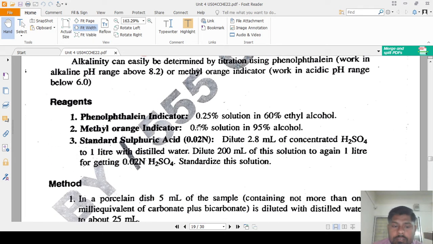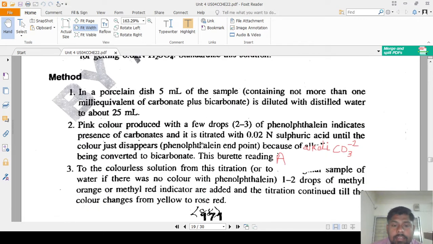Those are some reagents: phenolphthalein indicator, methyl orange indicator, and standard sulfuric acid. Here we use 0.02 normal standard sulfuric acid as a titrant, which is filled in the burette. That is the method: in a porcelain dish, 5 ml of the sample containing not more than 1 milliequivalent of carbonate plus bicarbonate is diluted with distilled water to about 25 ml.